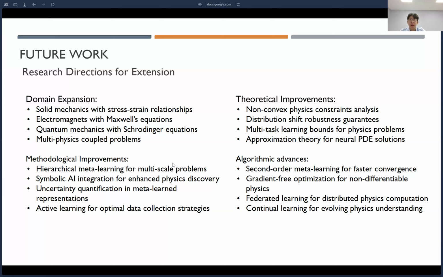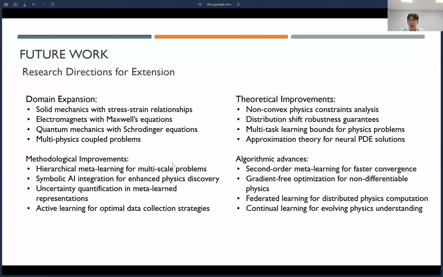The methodological improvements include hierarchical meta-learning for multi-scale problems, symbolic AI integration for enhanced physics discovery, uncertainty quantification in meta-learned representations, and active learning for optimal data collection strategies. So theoretical improvements include non-convex physics constraints analysis, distribution shift robustness guarantees, multitask learning bounds for physics problems, and approximation theory for neural PDE solutions.